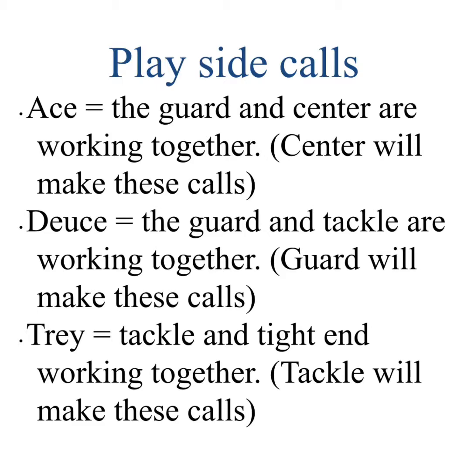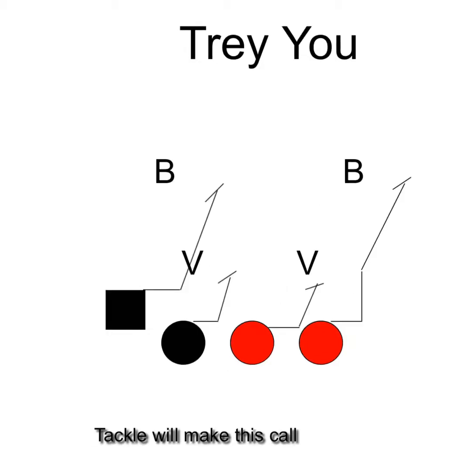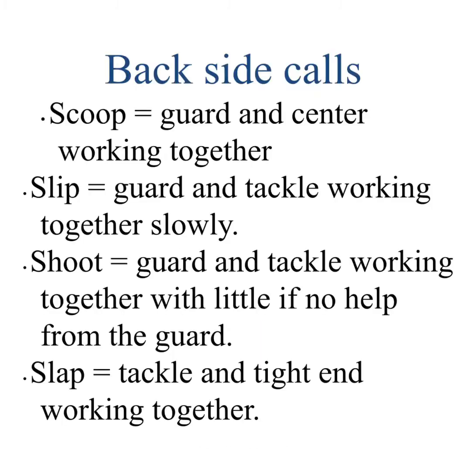And like I said, for these play side calls on this tray, the tackle would be the one making the call to inform that tight end, hey, we're double teaming together on this end and going up to the backer. So here you can see it's a tray me. So that's the tackle and the tight end double teaming that end, and the tackle saying, me, I'm coming off to that backer. Next, you'll have a tray u, which is the tackle and tight end double teaming together, where the tight end now comes off. Tray u, you go to the backer. So once again, pretty simple calls leading on the play side.